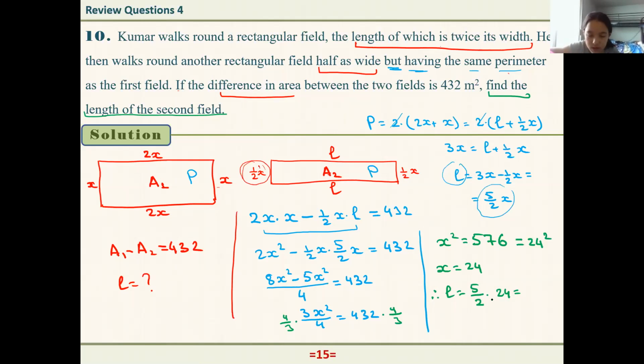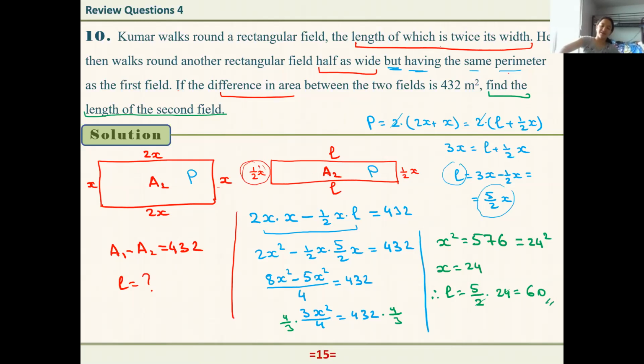Wait, hold on. Just simplify, Shahina. Here, 24 is divided by 2. What is it? 12. Right? What is 5 times 12? 60. So the length of the second rectangle is 60 meters.